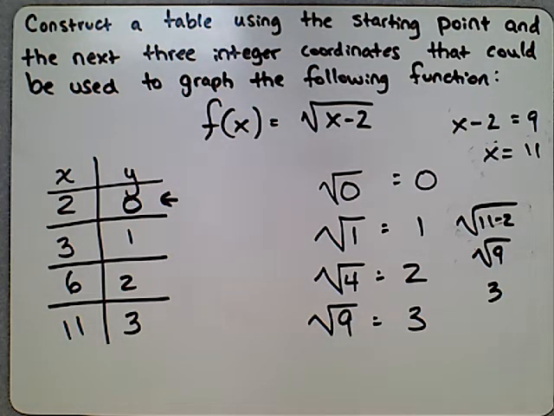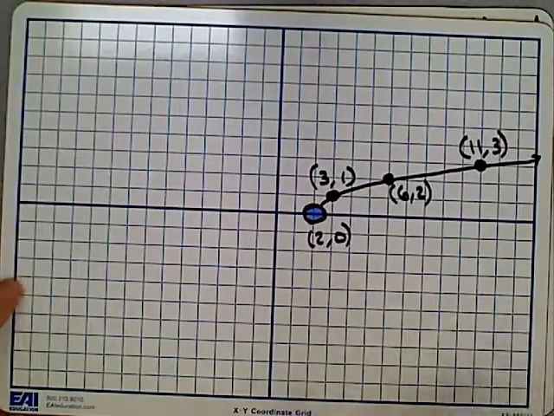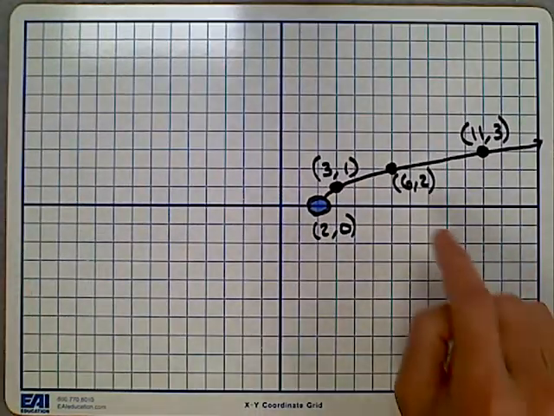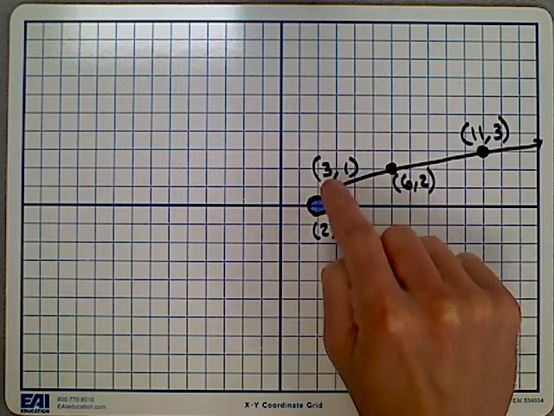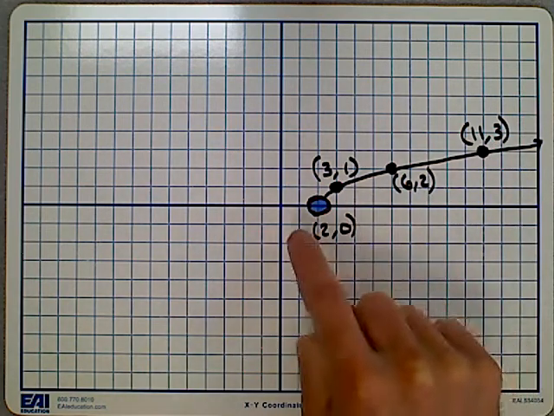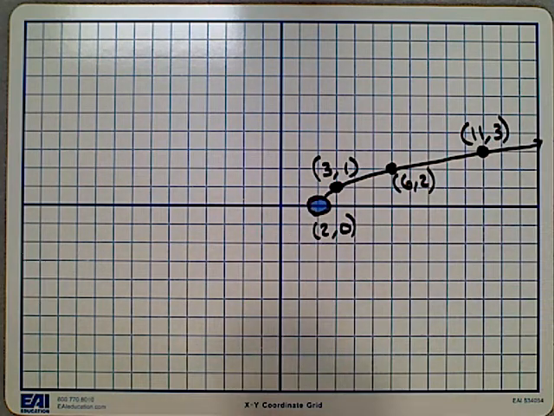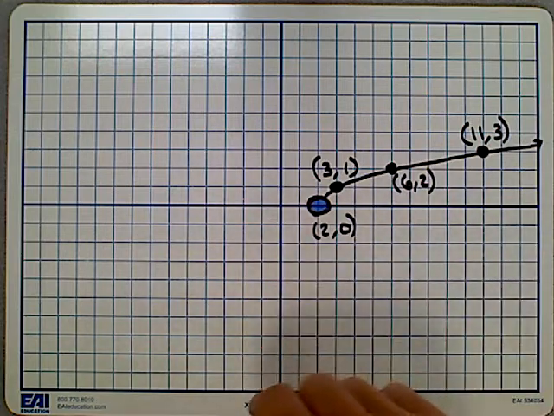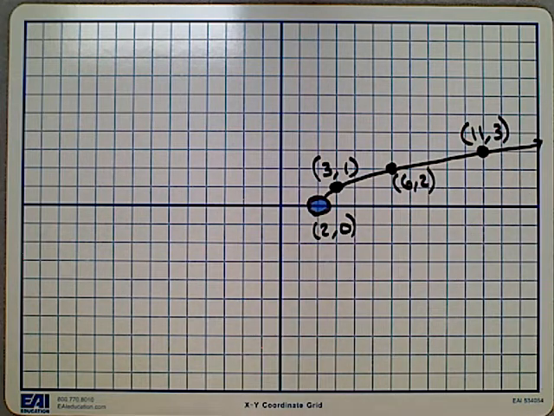To show how that looks on a graph, our starting point of 2, 0 is right there. We then have 3, 1, 6, 2, and 11, 3, giving us that square root function we're used to seeing. I would recommend when you're doing these tables to do a quick graph after that, just to make sure that the curve makes sense in the situation.